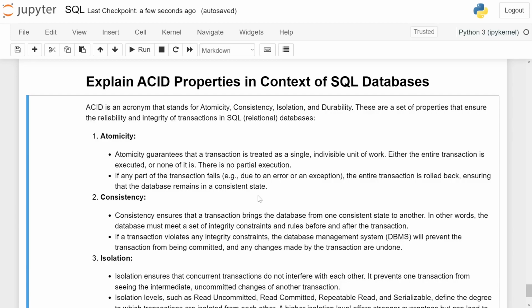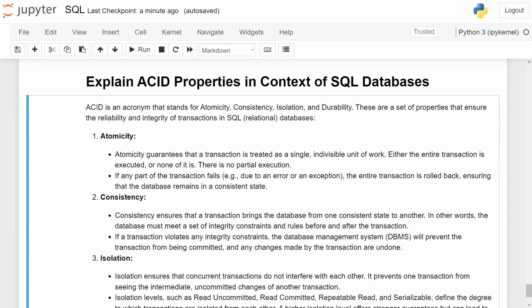Atomicity. Atomicity guarantees that a transaction is treated as a single individual unit of work. Either the entire transaction is executed or none of it is. There is no partial execution. If any part of a transaction fails, for example due to an error or an exception, the entire transaction is rolled back, ensuring the database remains in a consistent state.